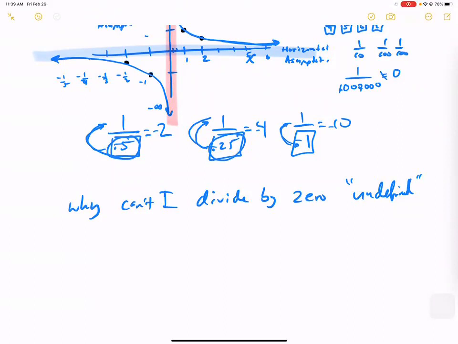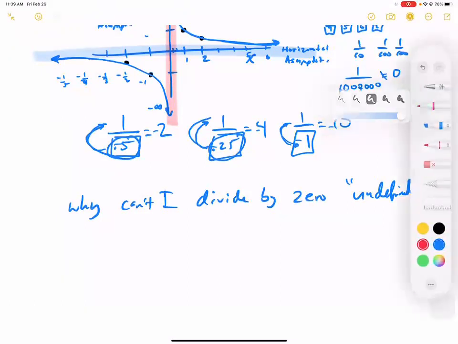So let's talk about why it's undefined. So here is the reason why. I mentioned before, if I divide by 0.5, we end up with 2. 0.5 is a small number and 0 is a very small number, okay? If I divide by 0.25, a smaller number, we end up with a bigger answer.